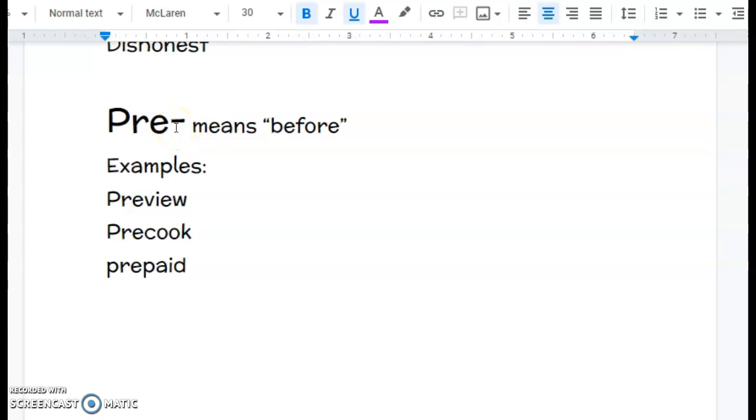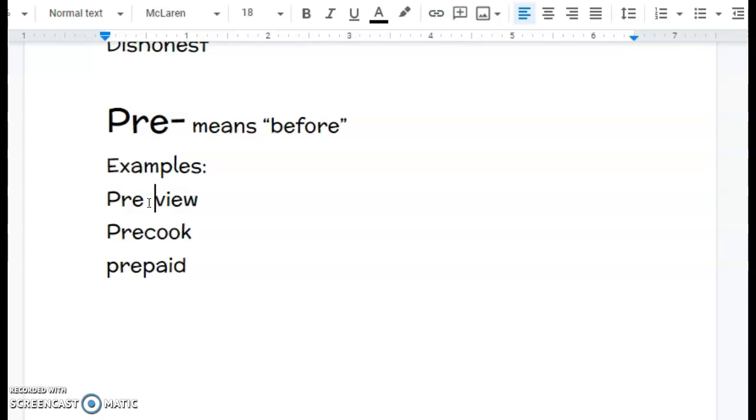Pre means before, okay? So it means it comes before. So examples, in the word preview, you're used to seeing the word preview like in a movie theater when you go to watch movies. You'll see the previews at the beginning. And a preview of a movie is a view before you see the movie. So breaking that word apart, pre means before and view. So before you view the movie, you get to see this little part of it. So a preview is a little part of the movie that you see before you can see the whole movie.